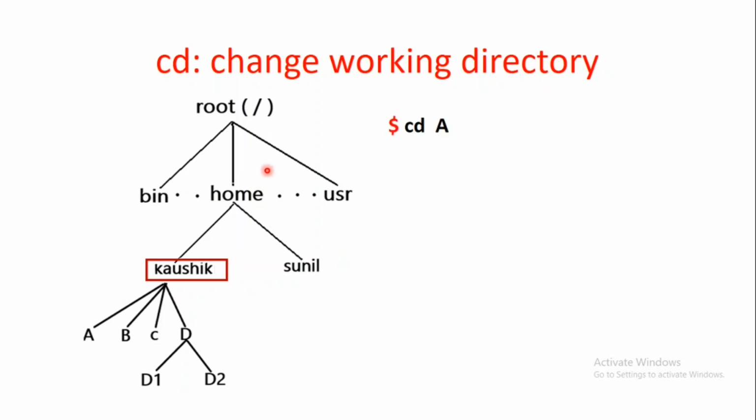Now cd A. So what will this do? The current working directory is represented with the rectangular box. Here it is Kaushik, right? And cd A will change my current working directory to the directory called A, which happens to be under my home directory, which is Kaushik, right? So my working directory is now changed to A, right?